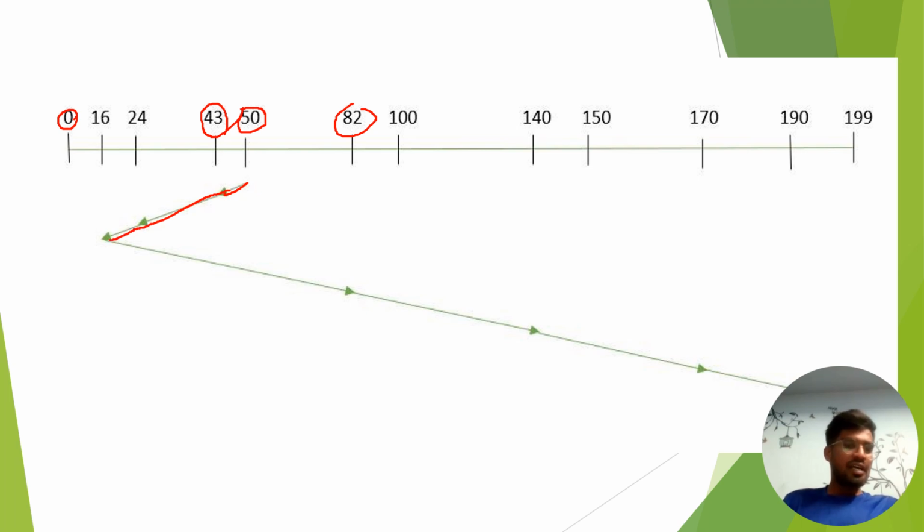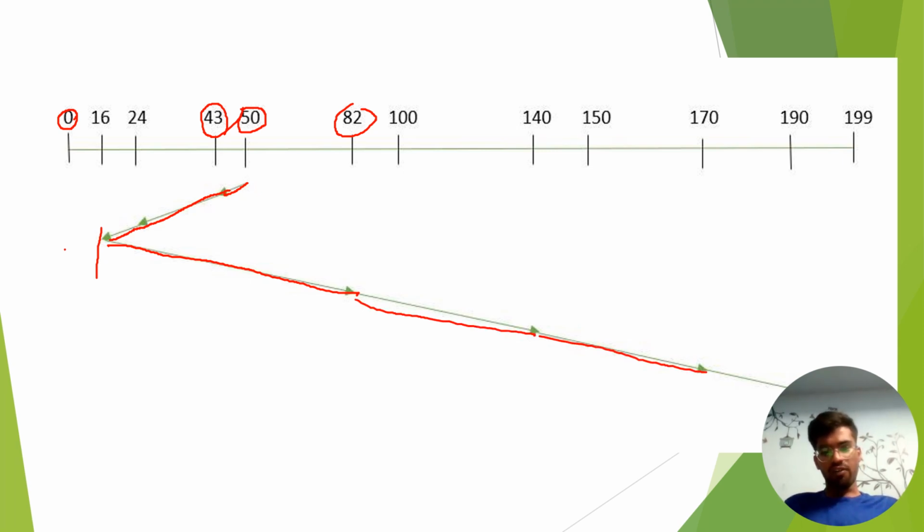Then 24 and 16. This is the difference from what we use elsewhere: in SCAN or C-SCAN we move up to 0, but in this case only to 16. Again, the nearest point is 82, then 100, 140, 150, 190, 199. This shows how the head moves from point to point, and we calculate the total number of head movements.